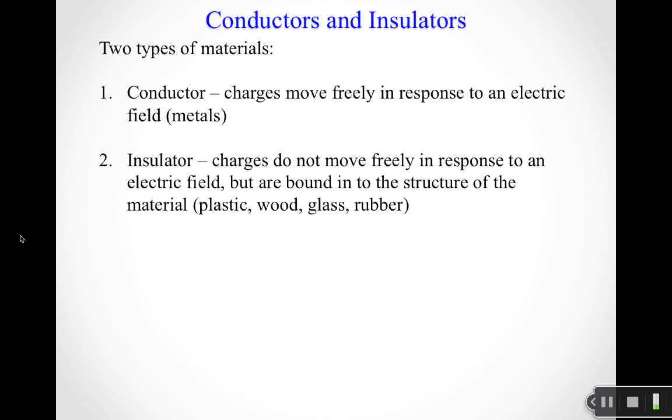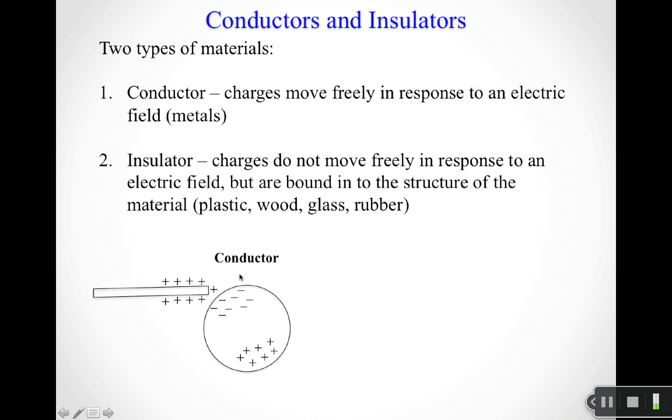And this is a situation where we don't have charges that can move freely in response to an electric field. Instead, the charges are bound inside the structure of the material. So, plastic, wood, glass, rubber, these are all relatively good insulators. And so the picture that goes with this is, let's say I happen to have this charged rod. And so it's got some positive charge on the end of it.